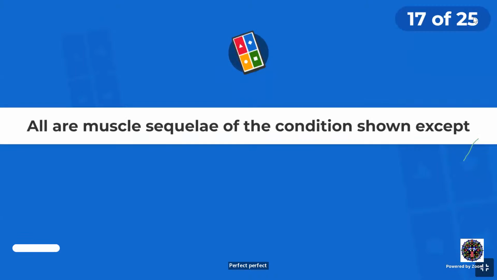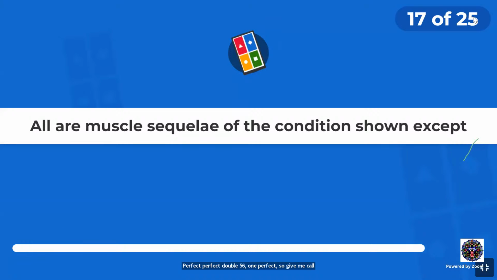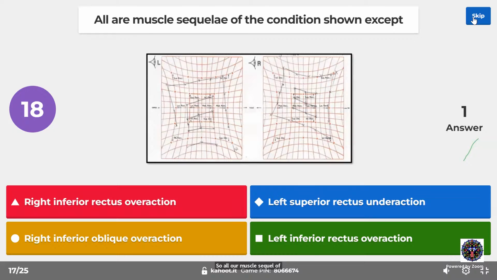Okay, we'll go to the 17th question. So all are muscle sequelae of these conditions shown in this picture, except. So this is the question which I wanted you to read an H chart. So typically they'll ask you in the exam. So please go through the answers and tell me the answer which is false.